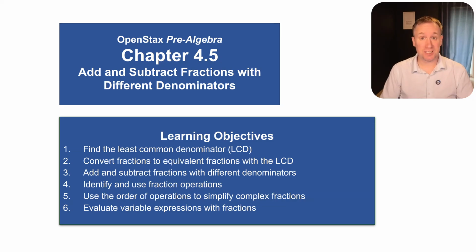Hi everyone, in this presentation we will be covering chapter 4.5, Add and Subtract Fractions with Different Denominators from the OpenStax Pre-Algebra textbook. Our core learning objectives for this video are to find the least common denominator, the LCD, convert fractions to equivalent fractions with the least common denominator, add and subtract fractions with different denominators, identify and use fraction operations, use the order of operations to simplify complex fractions, and finally evaluate variable expressions with fractions. So all of these are different objectives from this particular chapter.